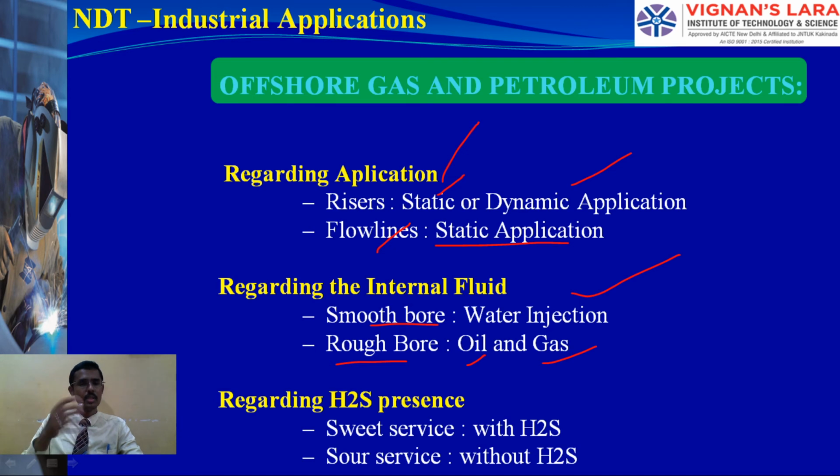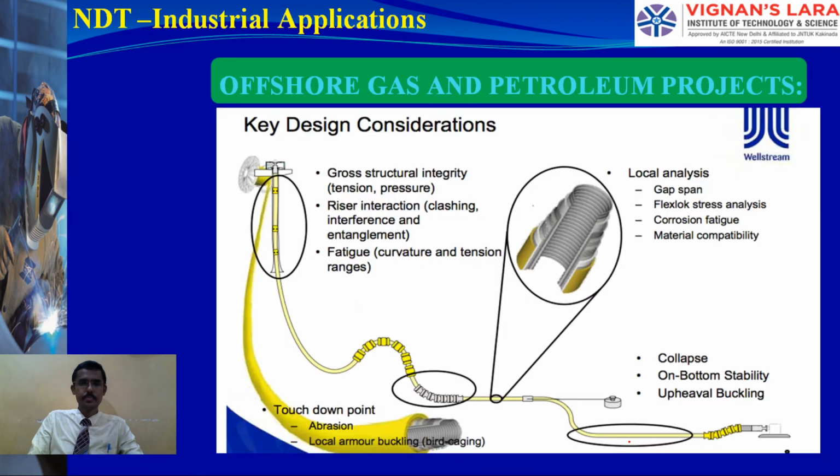Even water causes corrosion. Gas, a toxic gas, may also be there, and it is also subject to damaging these pipes. So all these things are there. Regarding H2S pressure, there is sweet service and sour service, with H2S and without H2S. Hydrogen sulfide.